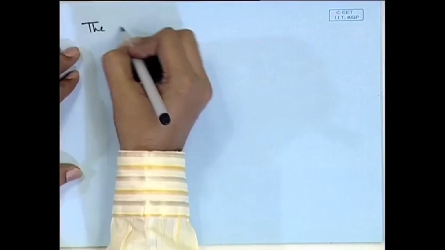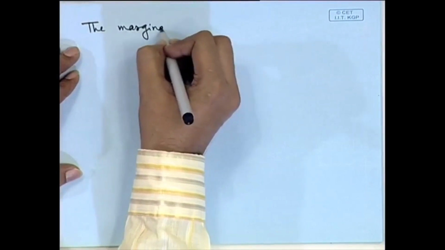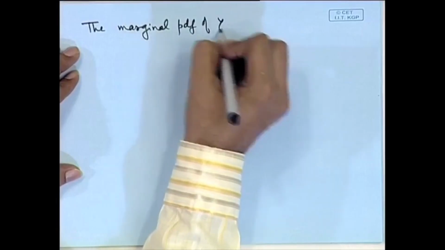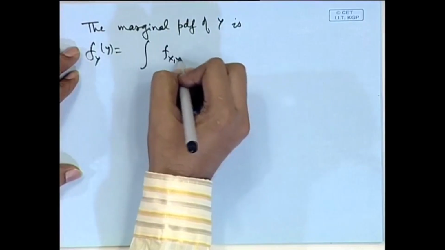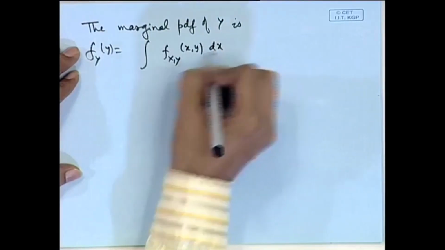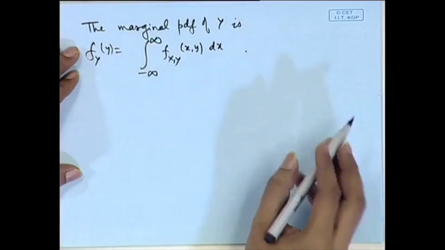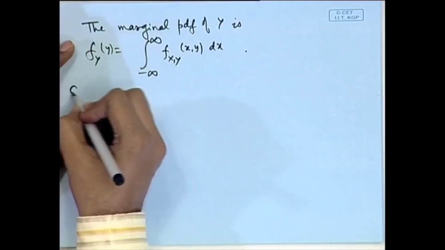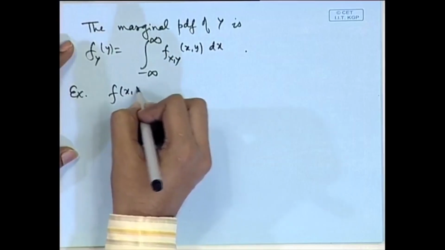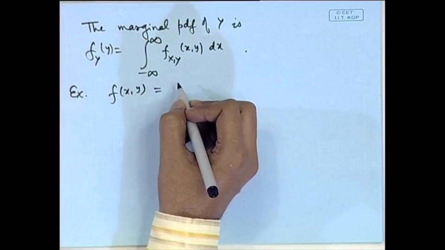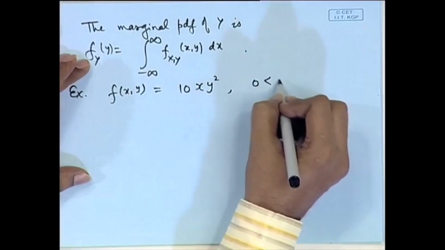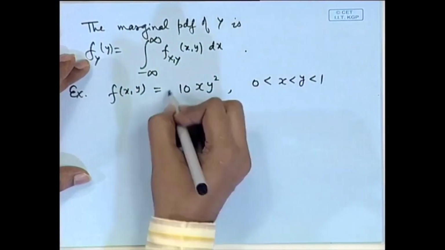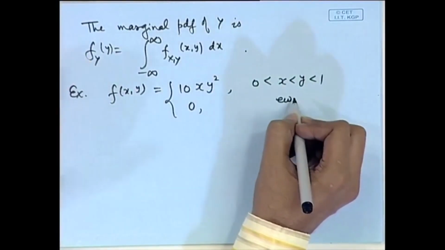Similarly, the marginal PDF of y, f_Y(y), is equal to the integral of f(x,y) dx. Let us take an example, say f(x,y) is equal to 10 x y square, for 0 less than x less than y less than 1, and it is 0 elsewhere.